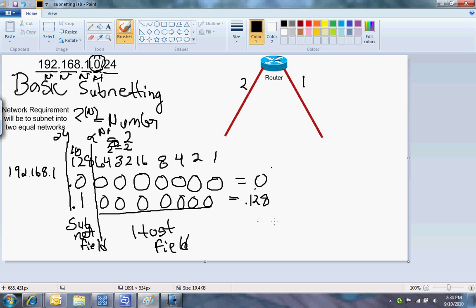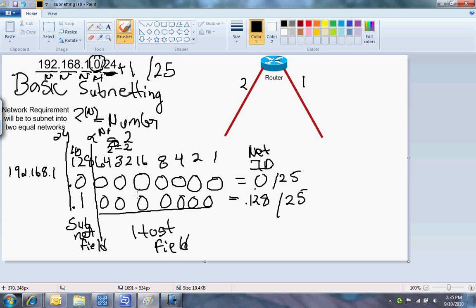Now I have to figure out my new mask, because since we have borrowed bits, I'm going to have to include this now in our prefix notation. So since I borrowed one bit, now our subnet mask or our prefix notation becomes a 25. Now this breaks out my network IDs.